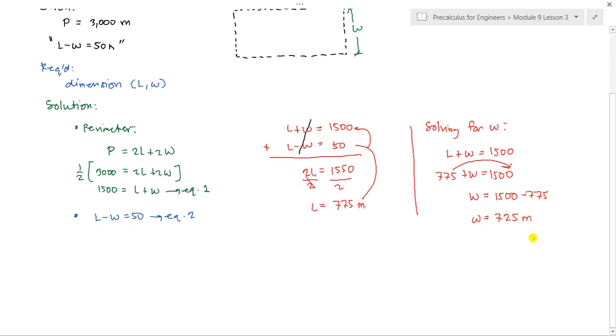Now if you want to check this, so pwede po gamiton sa equation 2, that is the length is 775 minus the width 725, the answer is 50. So therefore na-verified na to. So our final answer here is length is equals to 775 meters and the width is equal to 725 meters.